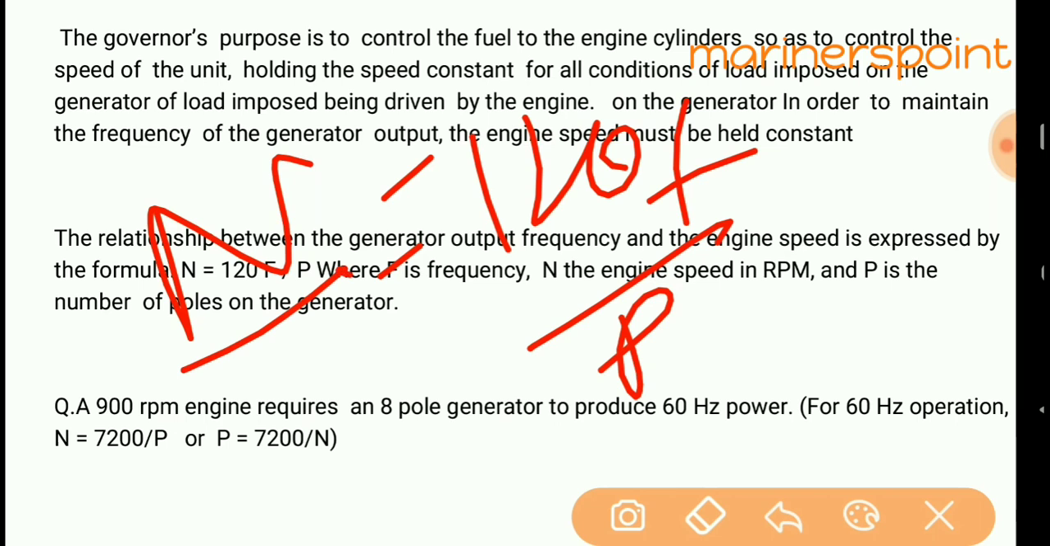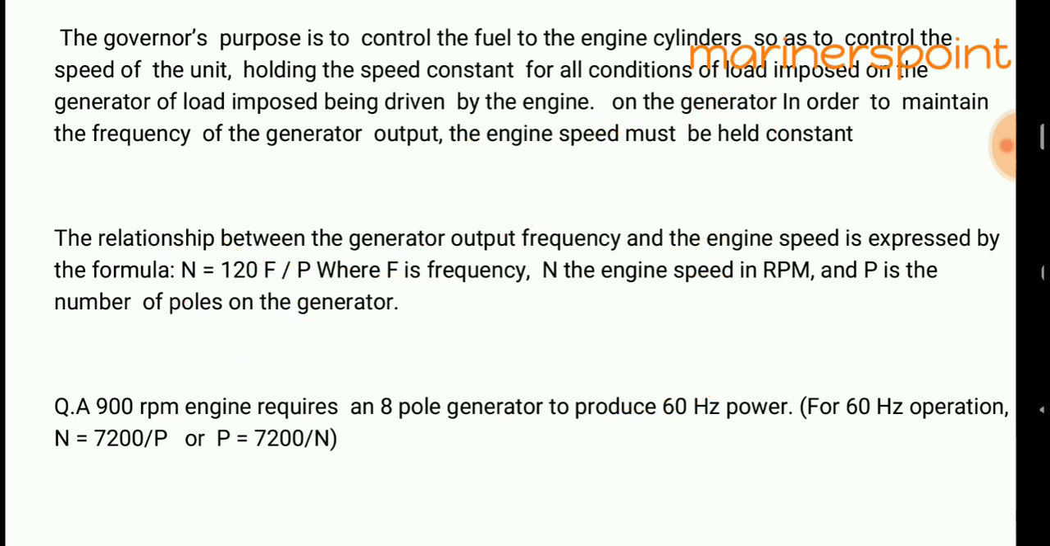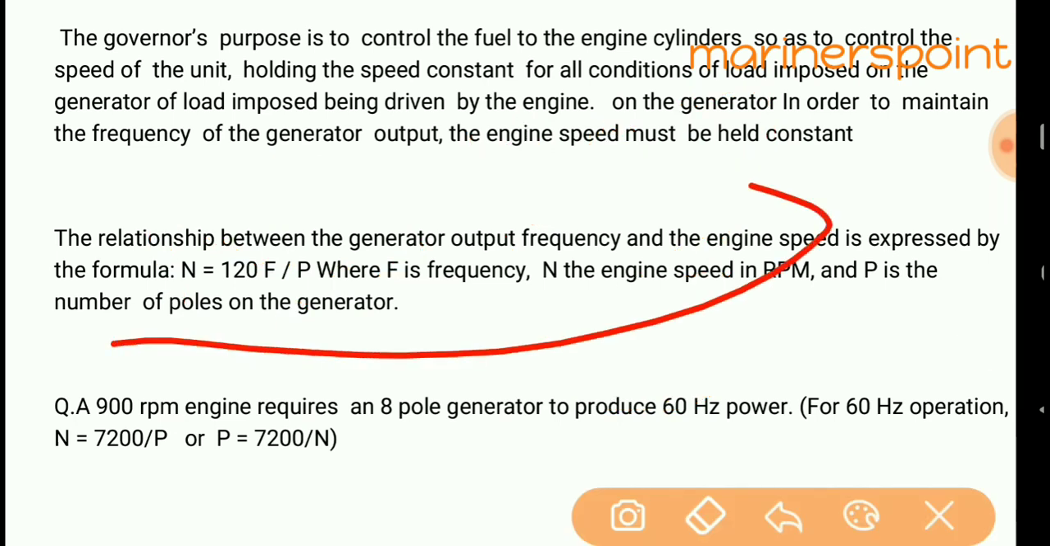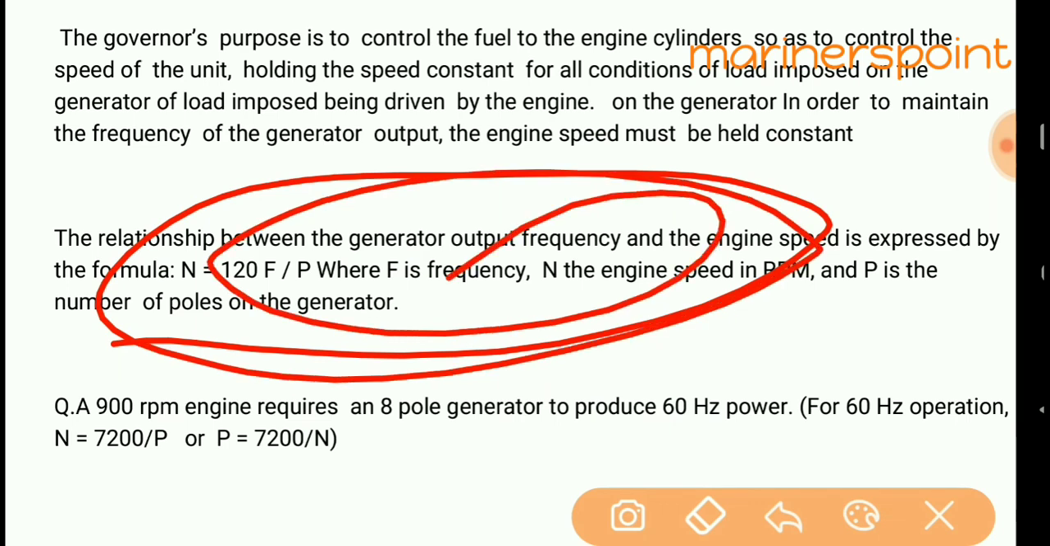N is RPM, revolutions per minute, F is frequency, and P is the number of poles of the generator. Here the same expression is written, and let's solve one problem first.